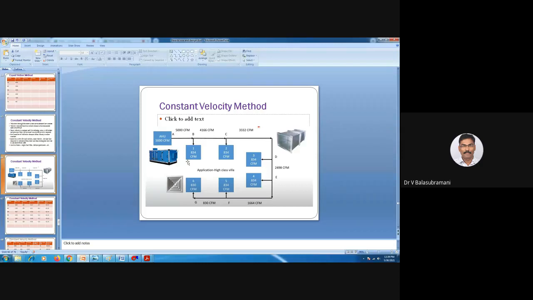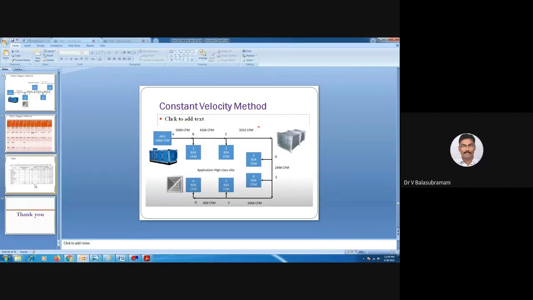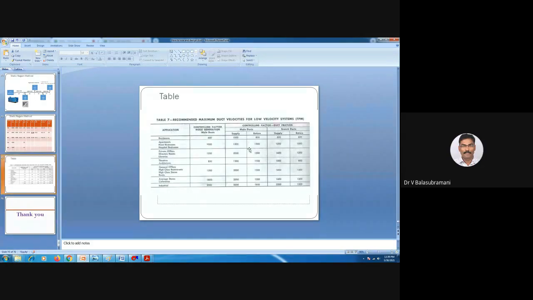Why I'm not using 1,000 in the table is that the maximum is 1,000, sir, so we must prepare it for less than 1,000. That is the ASRE thumb rule, sir, which is very important. So we must use less than 1,000, less than the table value. That is the recommended maximum duct velocity for both the methods, sir.